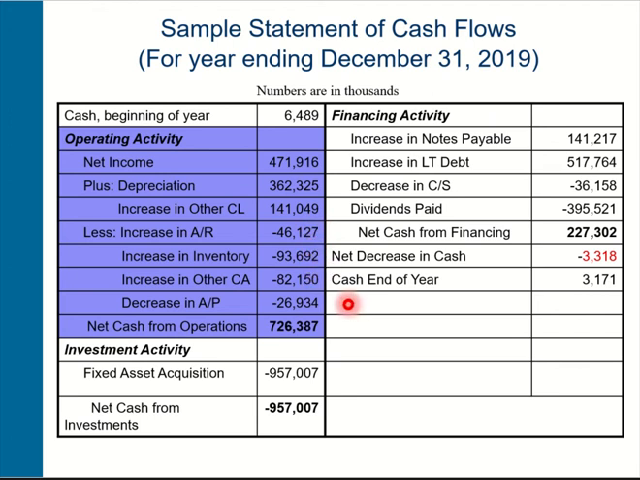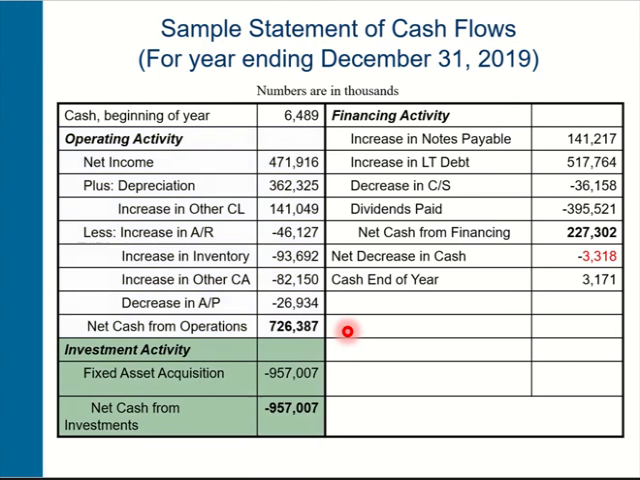Finally, we look at how our accounts payable changed. In this case, it decreased by just under $27 million. And again, since it is a decrease in a liability account, that represents a use of cash, and so we have a negative number. So if we add up all of our sources and uses of cash, we have our net cash from operations of $726,387,000.